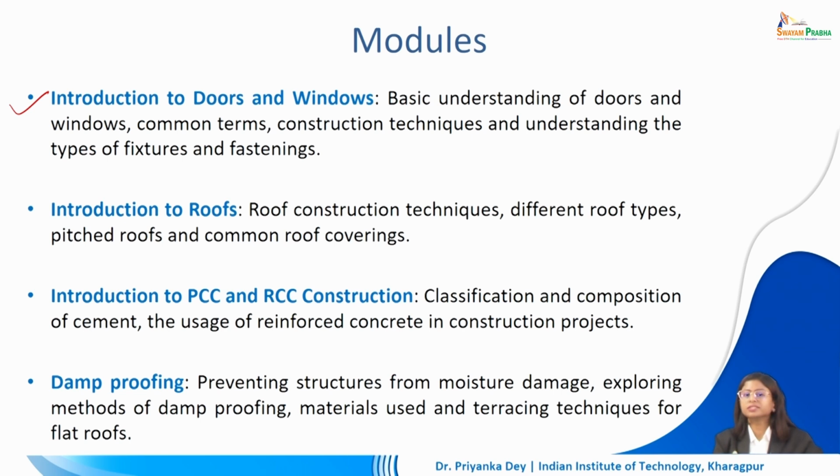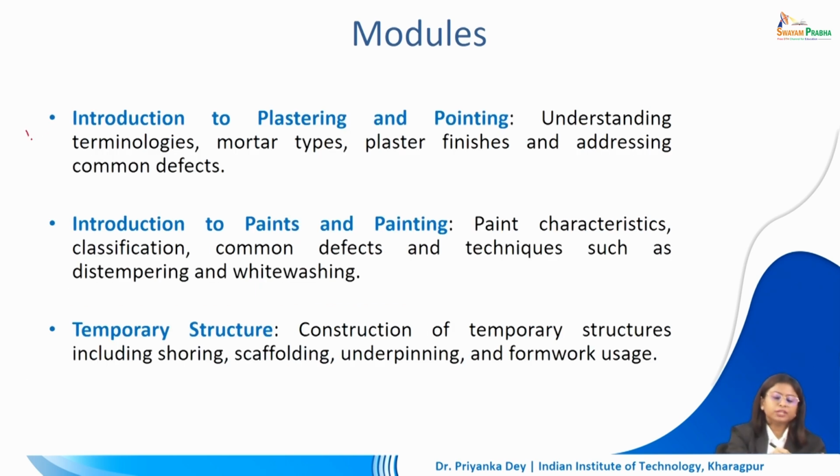Then we went on to doors and windows and its various subtypes. We took a look at roofs and what are its subtypes. We went further in detail of pitch roofs. We saw PCC and RCC construction as well. We saw the different methods and materials that can be used for damp proofing. Then we saw the finishing aspects, that is starting with plastering and pointing, and we went on to painting of our structures. And finally we saw temporary structures like shoring, scaffolding, underpinning, formwork, which includes centering, to be able to do that construction with ease.